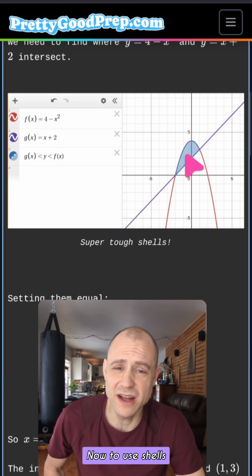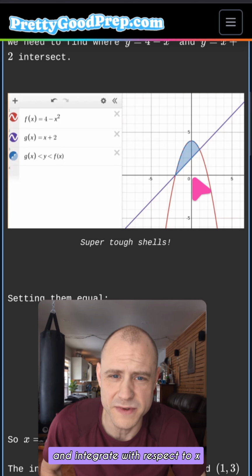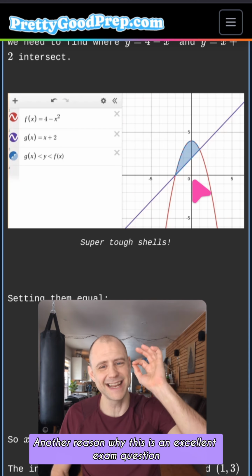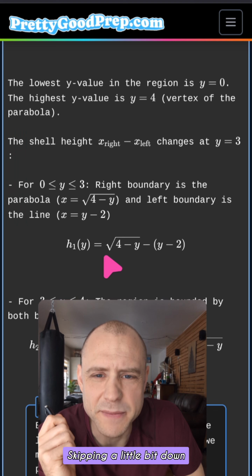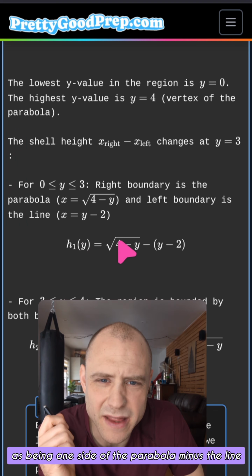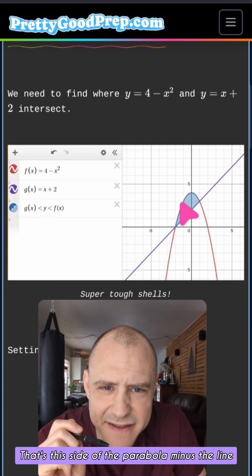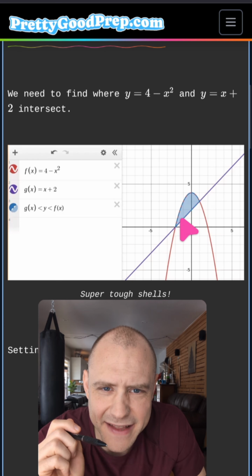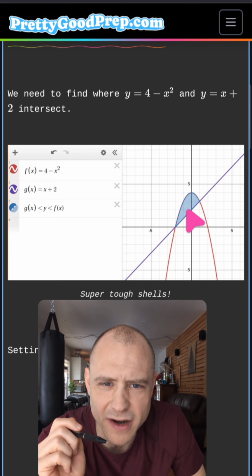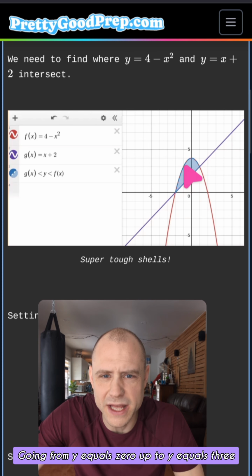Now, to use shells, we're going to have to integrate with respect to y. We can't use shells and integrate with respect to x. Another reason why this is an excellent exam question. Skipping a little bit down, for the first integral, we have the height as being one side of the parabola minus the line. Let's go see what that looks like. That's this side of the parabola minus the line. That's the height, the difference between the two, that's the height of our shell that we're going to use. Going from y equals 0 up to y equals 3.